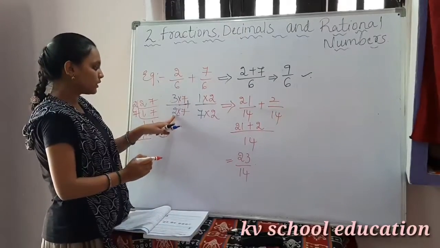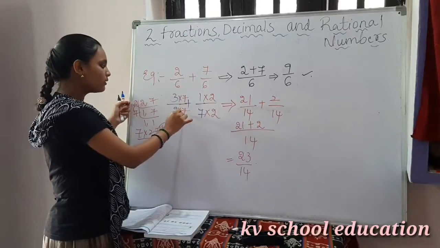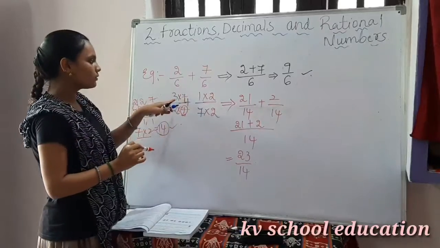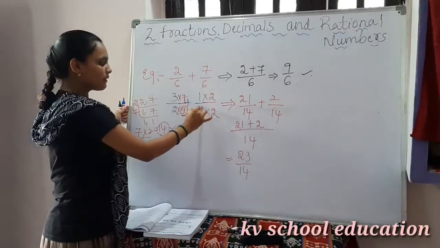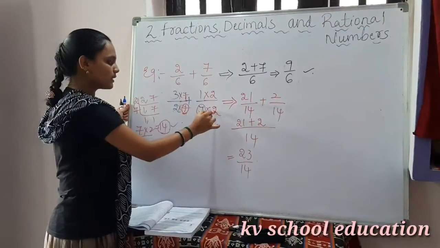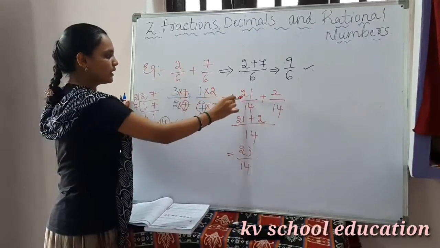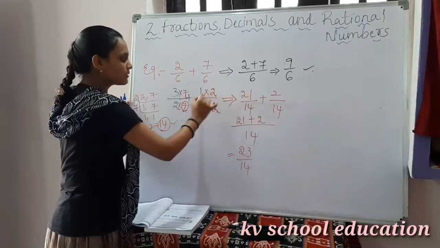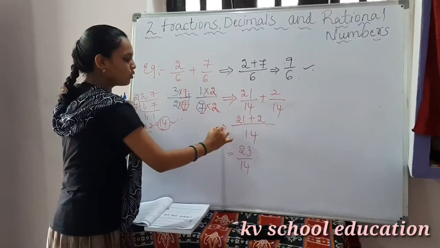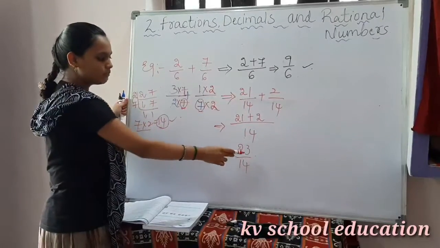So here in the 2 table, 14 will be possible at 7. 2 sevens are 14. This same number we should multiply to the numerator, so 3 into 7. And in the 7 table, 14 will be possible at 2. 7 twos are 14. So the same we should multiply by the numerator. 1 twos are 2. So here 7 threes are 21 and 2 sevens are 14, plus 2 ones are 2, and 7 twos are 14. So 21 plus 2, whole upon 14. So 21 plus 2 is 23 by 14.